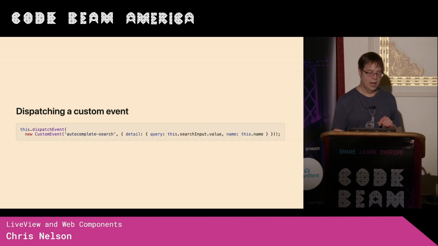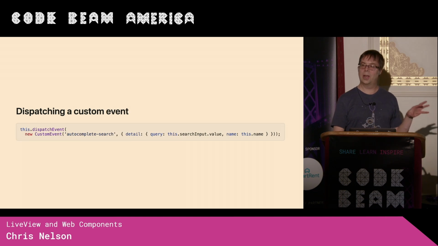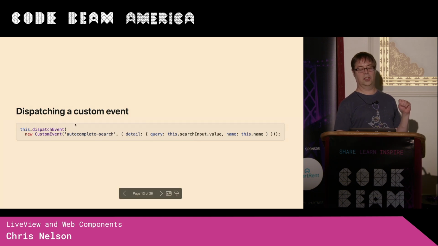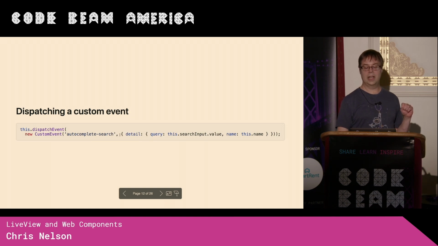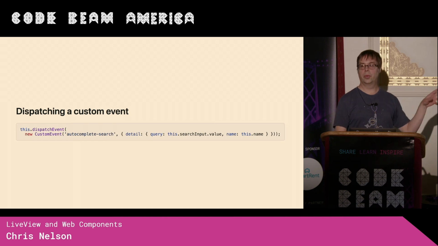So let's talk about how that custom event even gets dispatched out of the element. And this is one of the few examples of JavaScript code, I promise. But this is just to show you what a custom event being sent looks like. We're just calling dispatchEvent. We create a new custom event, autocomplete-search. We give it the detail property, which really just has the query, as in what did they type, and the name of the input. So if there was more than one, we could tell which one.